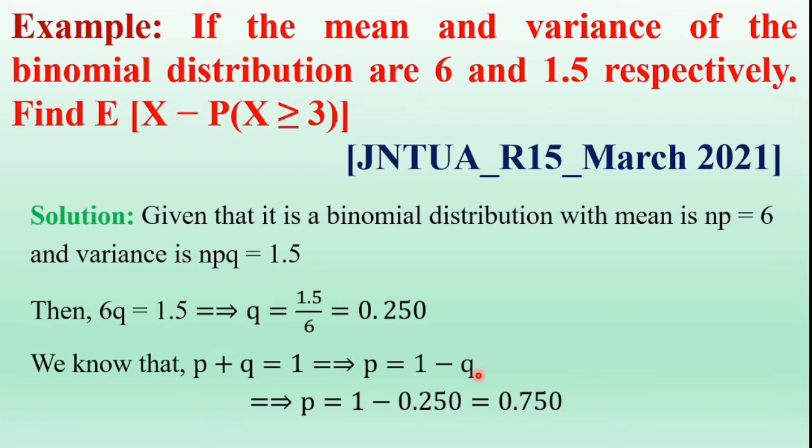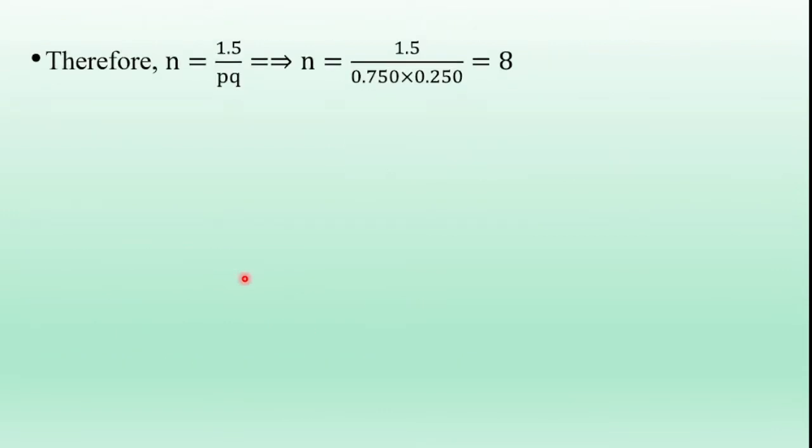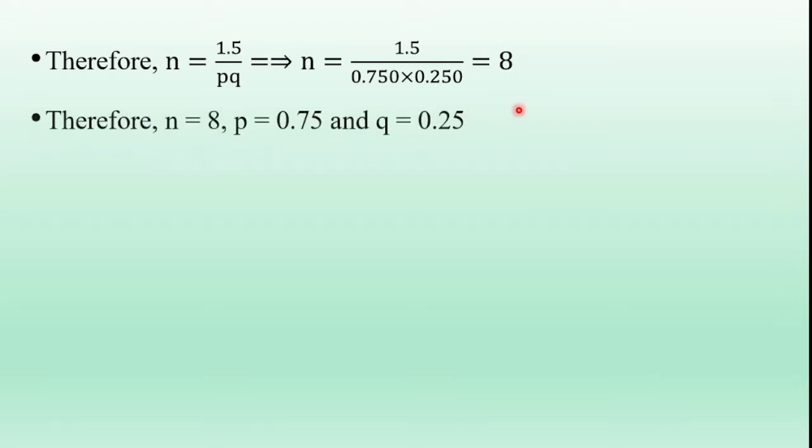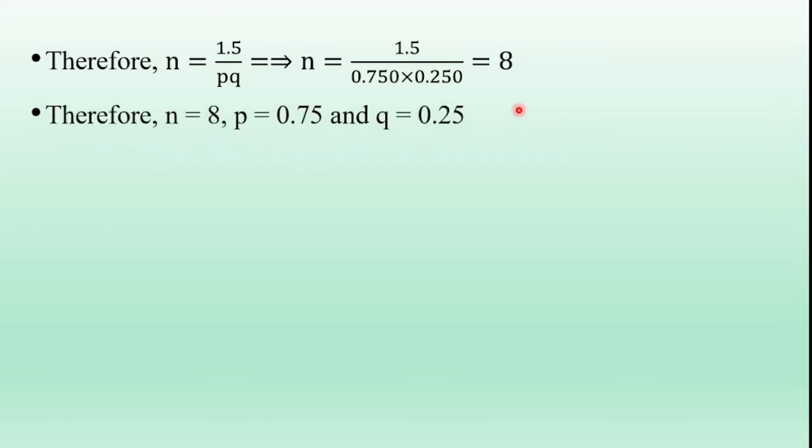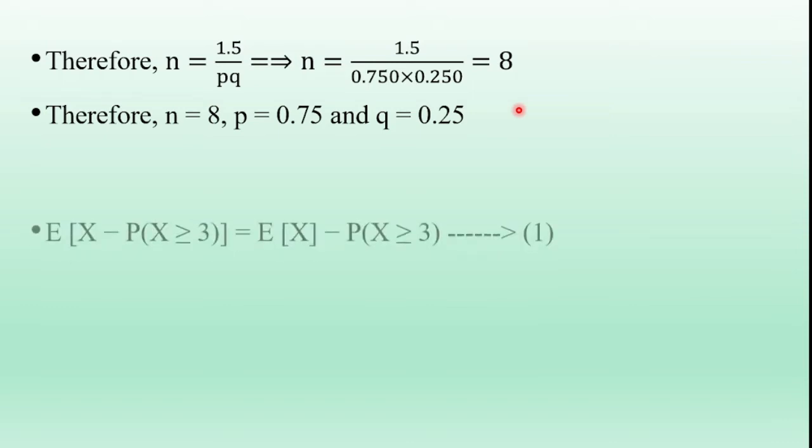So therefore, now substitute the P value and Q value into this equation. N is equal to 1.5 divided by PQ. So P is equal to 0.75, Q is equal to 0.25. Substitute those values in here. We get N is equal to 8. So therefore, N is equal to 8, P is equal to 0.75, Q is equal to 0.25.